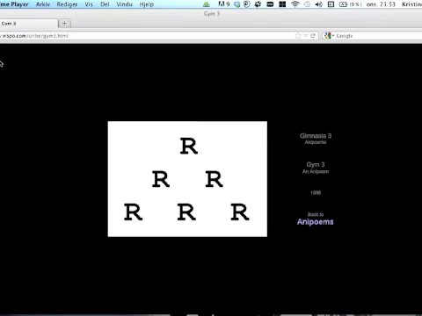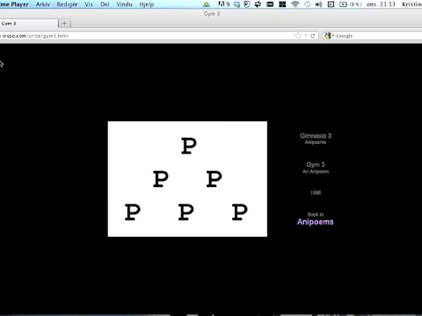Gym 3 is a kinetic work where the text moves on the screen. The work consists of 6 letters standing in a pyramid. The movement on the work shows a P turning into an R. The movements are repeating.